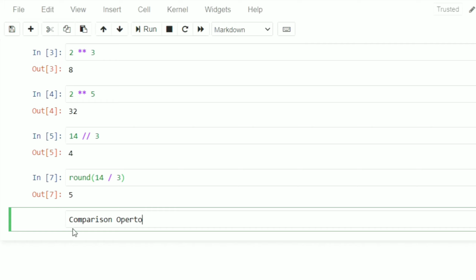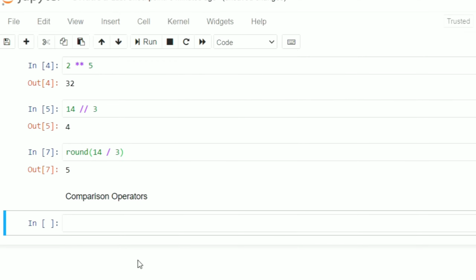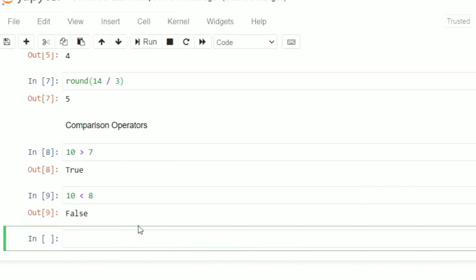Comparison operators. Suppose I am writing here 10 greater than 7. 10 is greater than 7, so the answer should be true. You can see, these are the comparison operators, greater than. If I take another example, 10 less than 8, the answer will be false, because 10 is greater than 8, it is not less than 8.